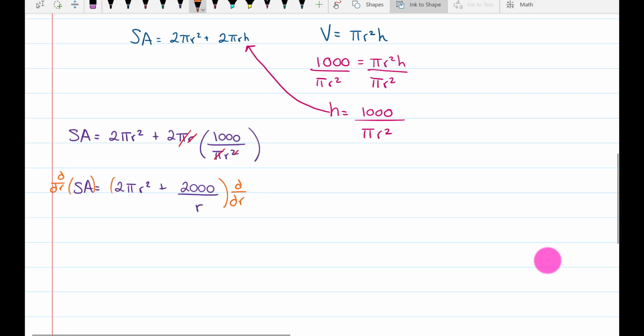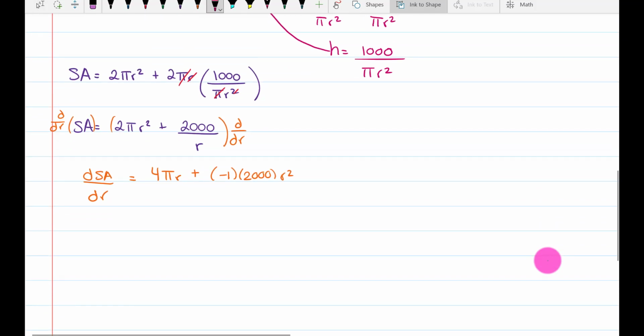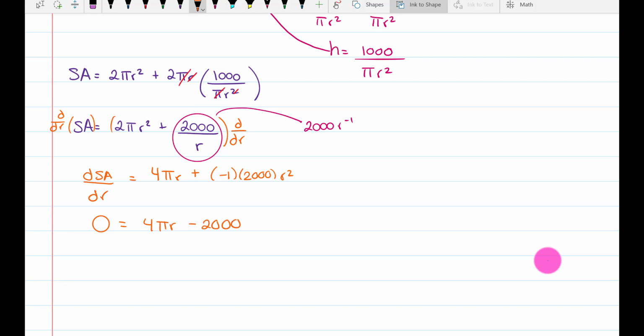So then we get that the derivative of surface area with respect to the radius is going to be 4 pi r plus negative 1 times 2,000 r squared. If you forgot how I did that, this piece right here becomes 2,000 r to the negative 1. So now what we do is we set the derivative equal to 0. You get 4 pi r minus 2,000. Sorry, this is r to the negative 2.